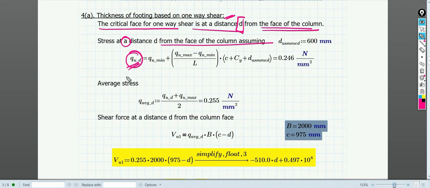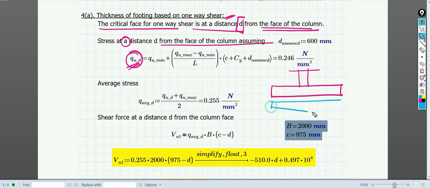Suppose this is the stress at the distance d. Suppose here this is the footing face, right? This is the column, suppose, and if I have to draw the stress distribution diagram, it is something like this. And I know that at this phase, at suppose distance d, the critical shear is acting, or the critical phase. So this particular phase I have to consider. So I have to find out what is the stress that is acting upward. This force I want to find out.